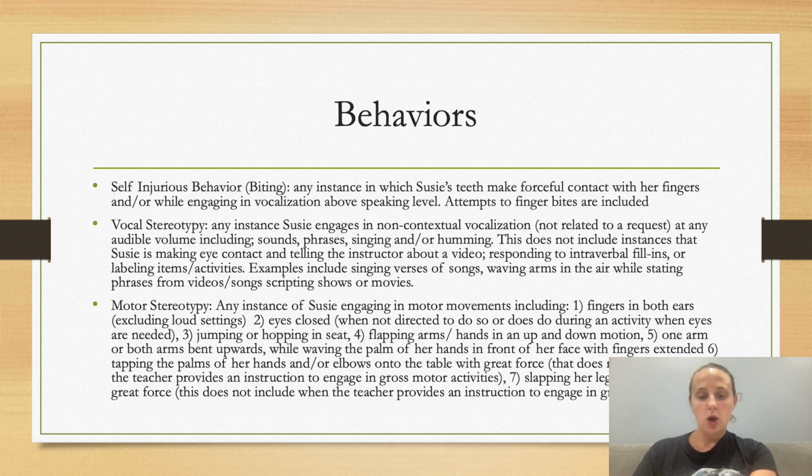Examples include singing verses of a song, waving arms in the air while stating phrases from videos or songs, and scripting shows or movies. And then motor stereotypy is defined as any instance in which Susie engages in motor movement including fingers in both ears, excluding loud settings, eyes closed when not directed to do so, or does so during an activity when eyes are needed, jumping or hopping in a seat, flapping arms and hands in an up and down motion, one arm or both arms bent upwards while waving the palms of her hands in front of her face with fingers extended, tapping the palms of her hands and/or elbows onto the table with great force, or slapping her legs or arms with great force. This does not include when the teacher provides an instruction to engage in gross motor activities.